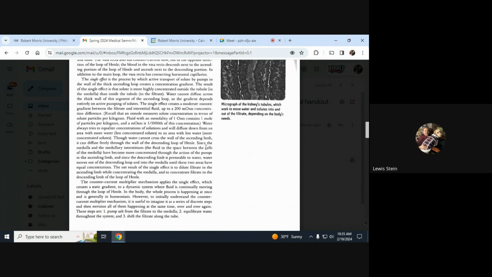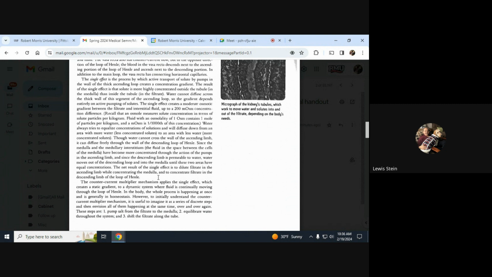Over time, and this is what I meant by from birth, the medulla and the medullary interstitium, the fluid in the space between the cells inside the medulla, has become more concentrated over time. And that's when babies and then infants and toddlers can begin to concentrate their urine.